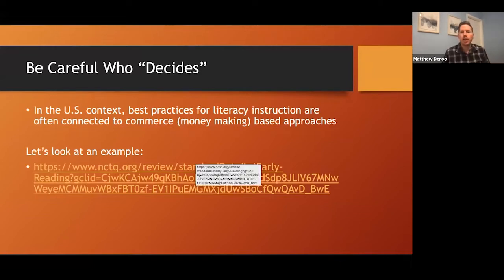Okay, so I do want to give a small caution or a small warning. In the US context, sometimes best practices for literacy instruction are connected to commerce, right? So some educational company says, if you follow this approach, you'll get the best result. And then they just want to sell you their curriculum. Or they want you to buy into their conferences, come to our conference or come to our professional development. And so one of the contested groups right now is this National Council for the Teaching Quality.